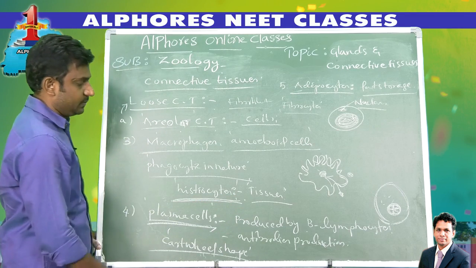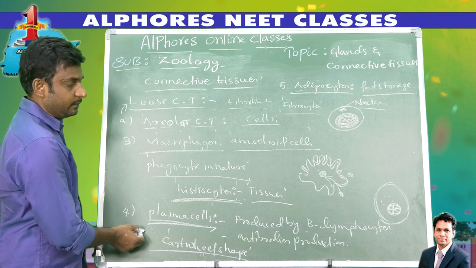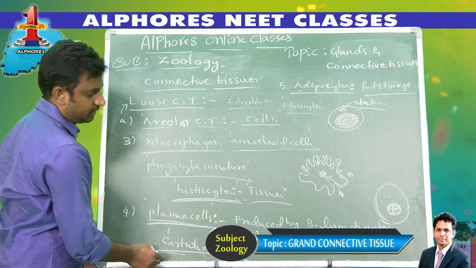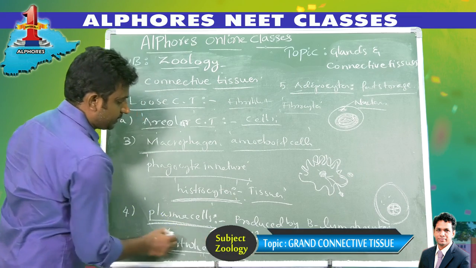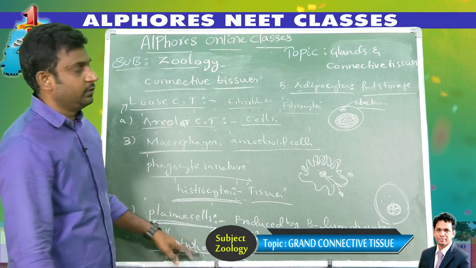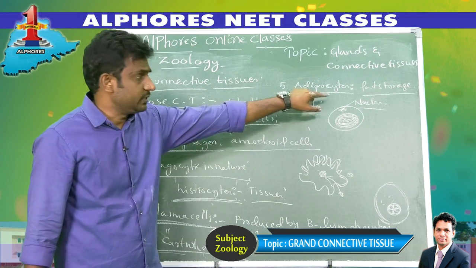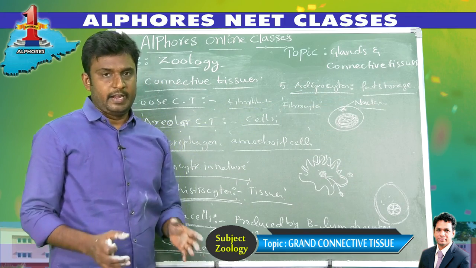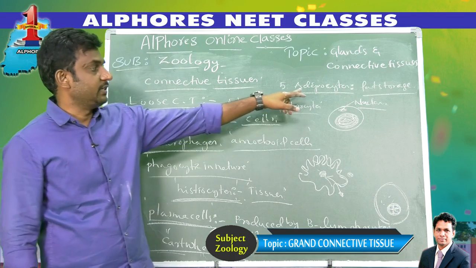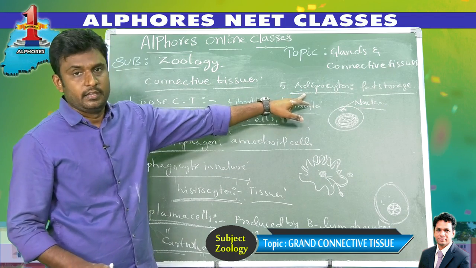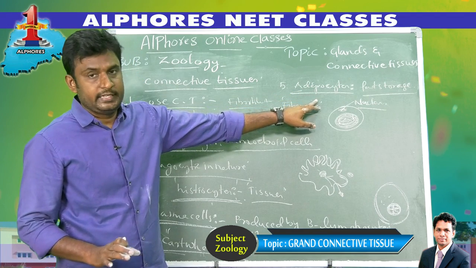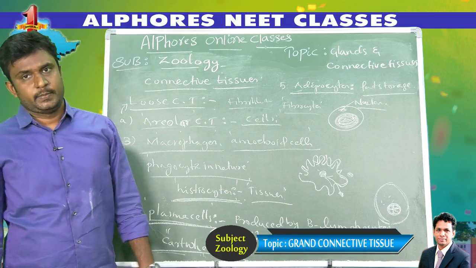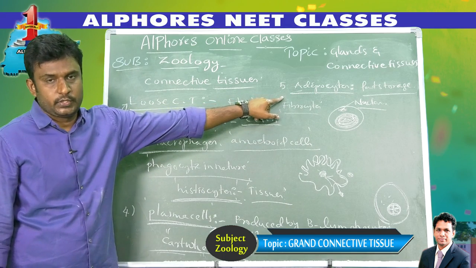Plasma cells are produced by the B lymphocytes, and they produce the antibodies. The shape of the nucleus of plasma cells is cartwheel shaped. Then adipocytes are useful for fat storage. They store the fat. For fat storage in our body, a special tissue is present. Some cells present below the skin are called adipocytes. Adipose tissue consists of adipocytes, so these adipocytes are useful for the storage of fat.